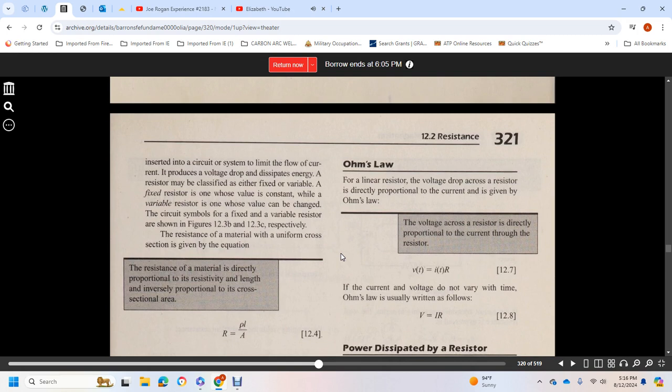Ohm's law for a linear resistor: the voltage drop across the resistor is directly proportional to the current through the resistor. Voltage V is equal to the current in amps times the resistance. The current and voltage do not vary with time. Ohm's law is usually written as V equals I times R.